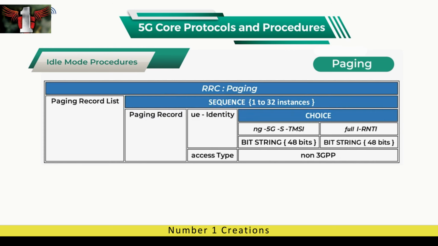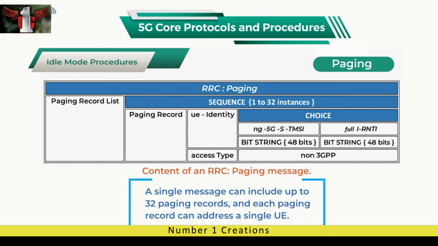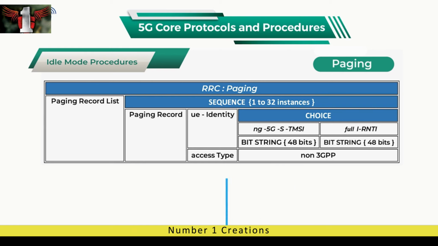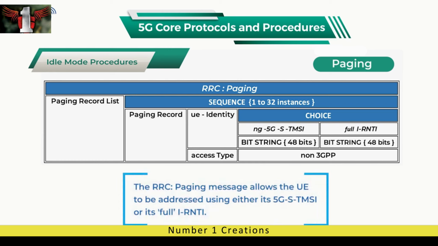The table on the screen presents the content of an RRC paging message. A single message can include up to 32 paging records, and each paging record can address a single UE. The RRC paging message allows the UE to be addressed using either its 5G-S-TMSI or its full I-RNTI. The I-RNTI is applicable to UE which are paged from RRC inactive. The base station allocates an I-RNTI when moving a UE from RRC connected to RRC inactive.